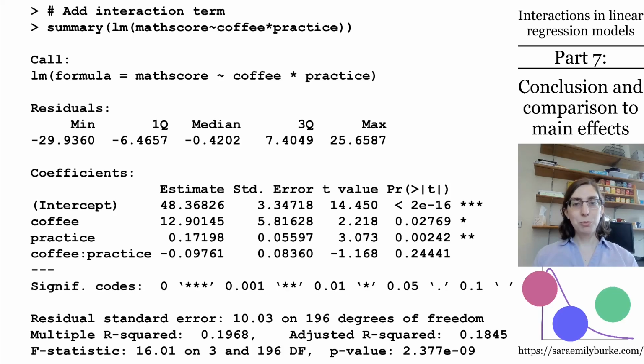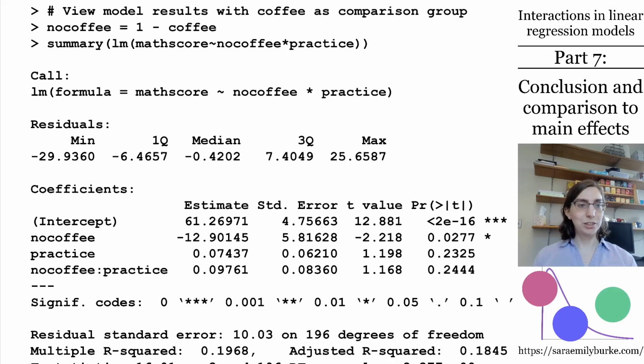How would I find the slope of practice in the coffee condition? Well, I would need to use a different dummy variable, one where coffee is 0 and no coffee is 1. Let's try it. Here I just manually created this alternative dummy variable, no coffee, that's coded so that coffee is 0 and no coffee is 1. And the slope of practice, 0.07, is shallower and not statistically significant.